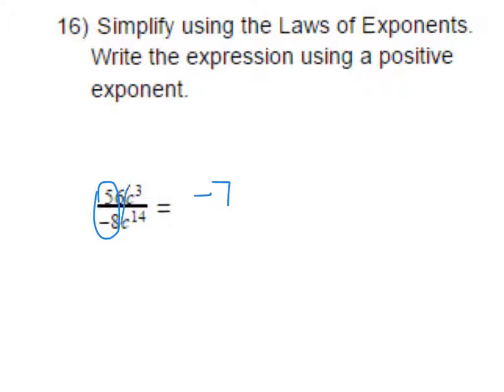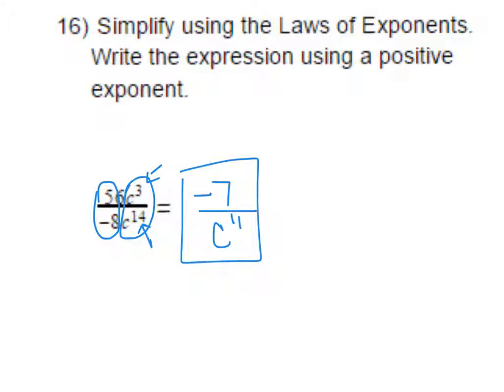Now we have c cubed divided by c to the 14th. Well, I can either subtract the exponents or I can use a little bit of common sense. I have 14 c's in the denominator and only 3 in the numerator, which means I have 11 extra c's in the denominator. And so that's where they're going to end up in my answer. Negative 7 over c to the 11th.